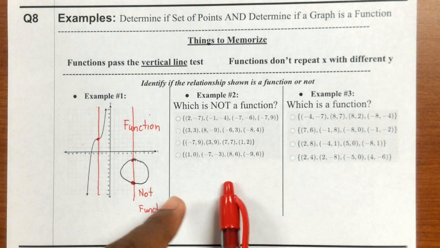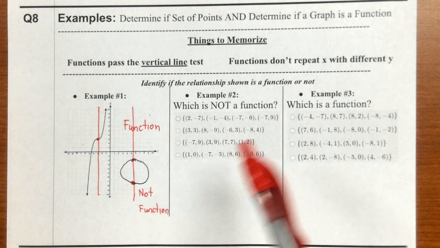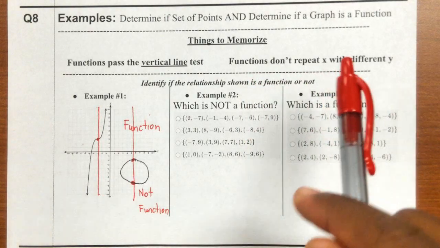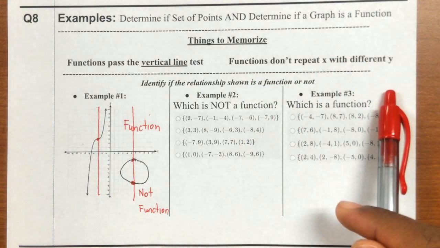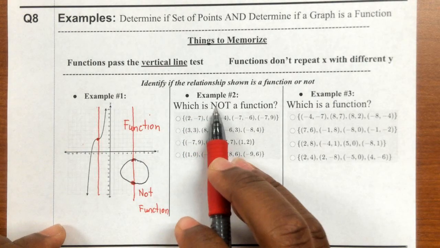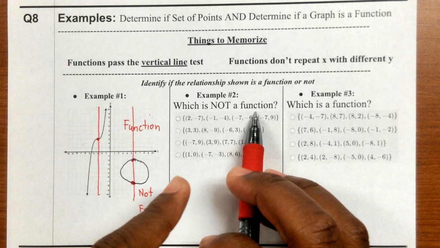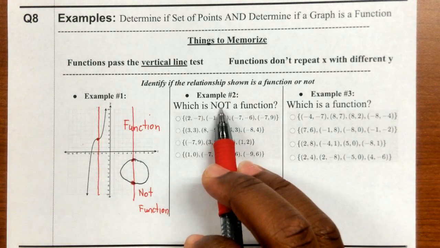Now the next example. Whenever you have coordinates, the aim is that your x values cannot repeat. If it repeats, then it's not a function. If it does not repeat, then it is a function. We're trying to figure out which one is not a function, so we're trying to find when the x values do repeat.